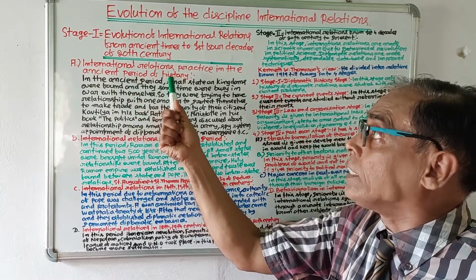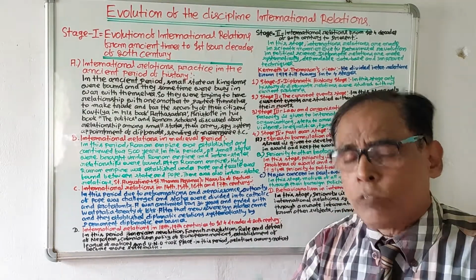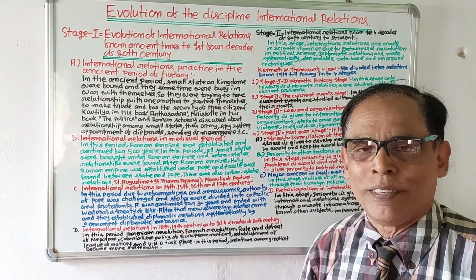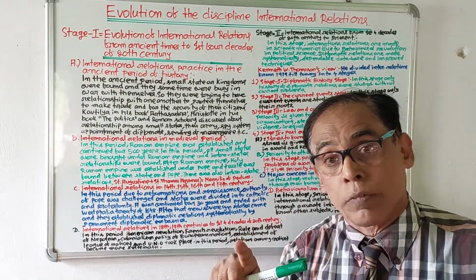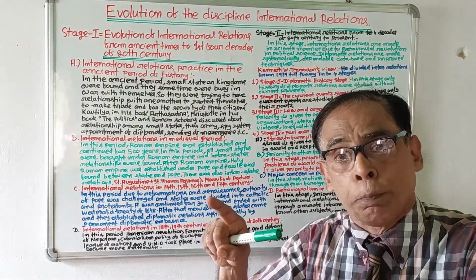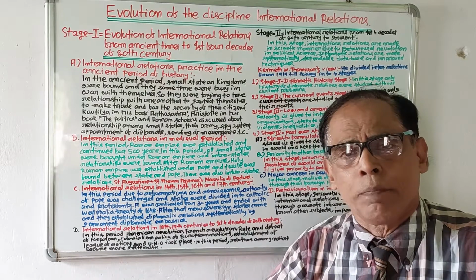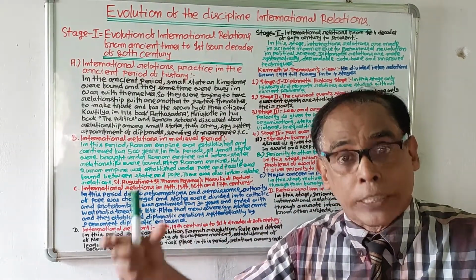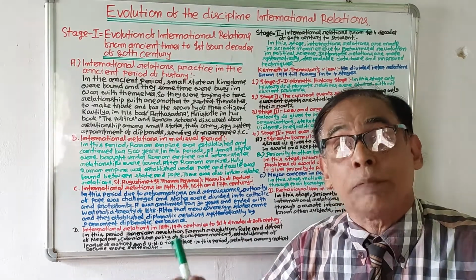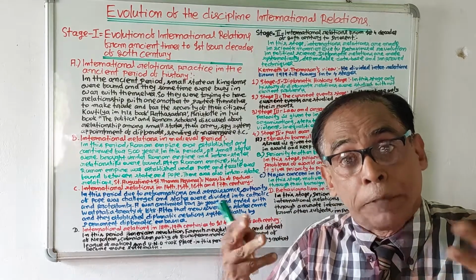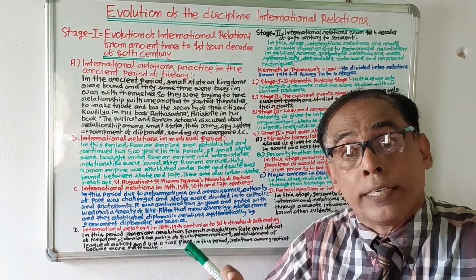The first part is international relations practice in the ancient period of history. In the ancient period, there were small kingdoms and small states, and these states had a relationship with one another for the purpose of trade, for their security, and for protecting their interests.